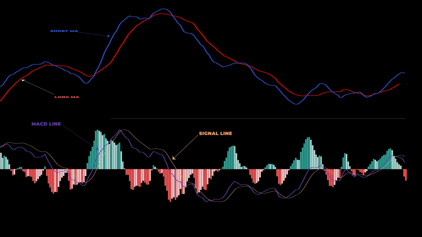The MACD line is all about the momentum, so it will help you determine the upward or the downward momentum by measuring the gap between two exponential moving averages. And the second line is the signal line. Usually it is a nine-period exponential moving average of the MACD line. So in a daily chart, it is a 9-day EMA, in an hourly chart it is a 9-hour EMA, and so on.